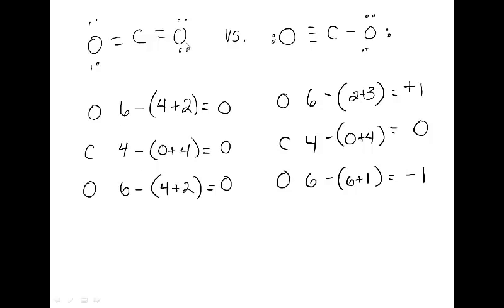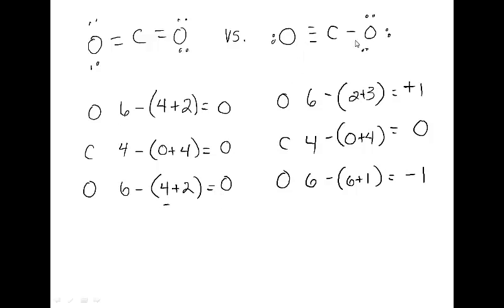Oxygen on the right. Valence electrons or family number of this standalone oxygen, 6. 6 minus the number of lone electrons around this oxygen, the number of dots, 1, 2, 3, 4. 4. Plus half the bonded ones, 1, 2, 3, 4. There are 4 bonded electrons on this oxygen. Half of that is 2. So you add them up, you get zeros.